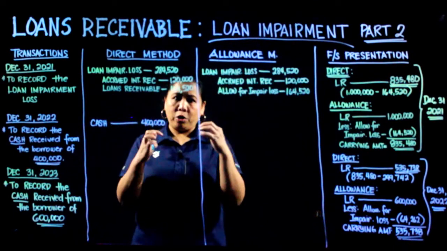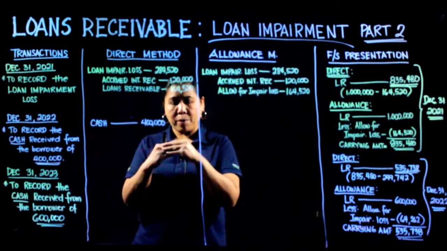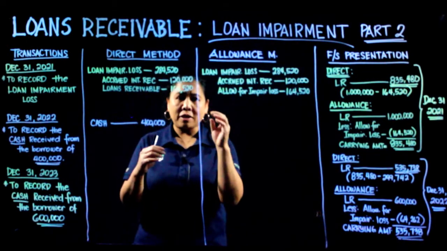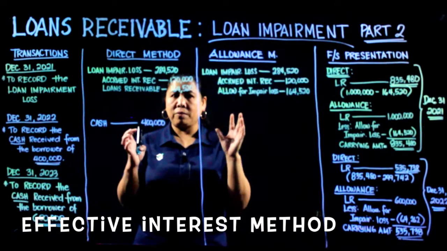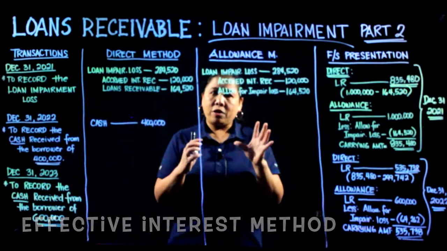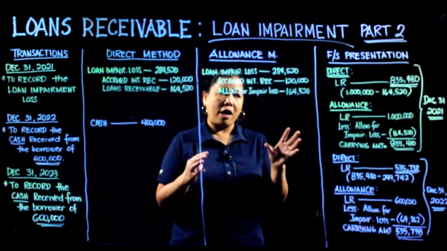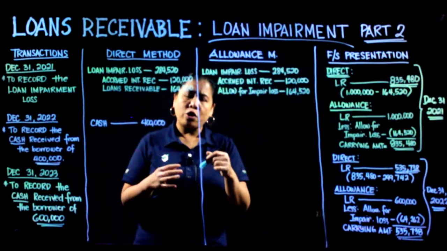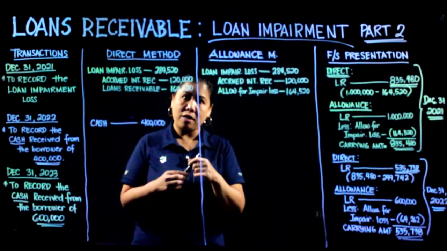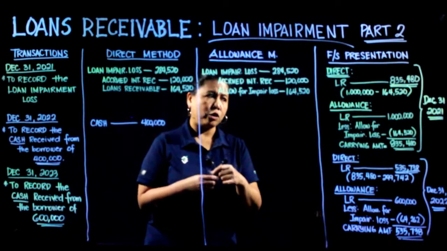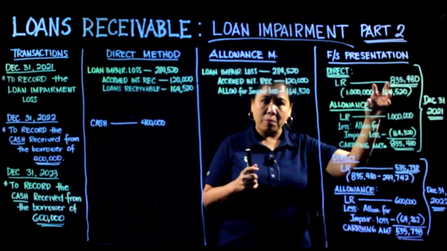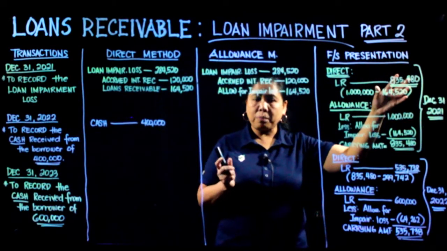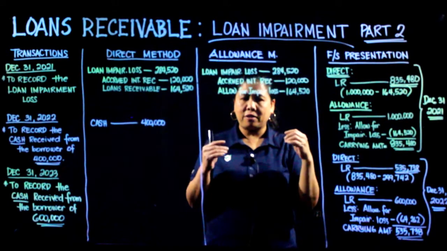Paano natin mako-compute o makakalculate ang part ng interest income ni bangko sa 400,000? Alright, dito natin gagamitin ang tinatawag na effective interest method. Gagamit tayo ng effective interest method of calculating the interest income ni bangko. So, to compute or calculate for this interest income, we are going to take our carrying amount of 835,480 multiplied by the original effective interest rate.